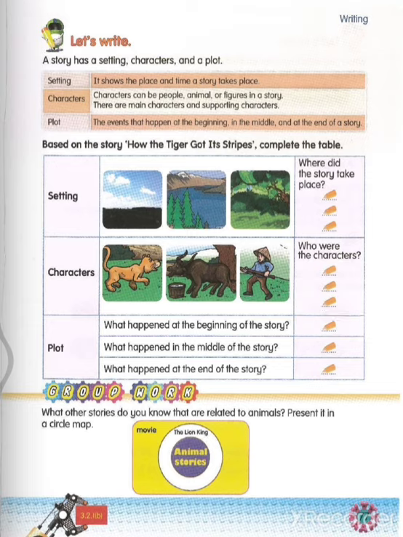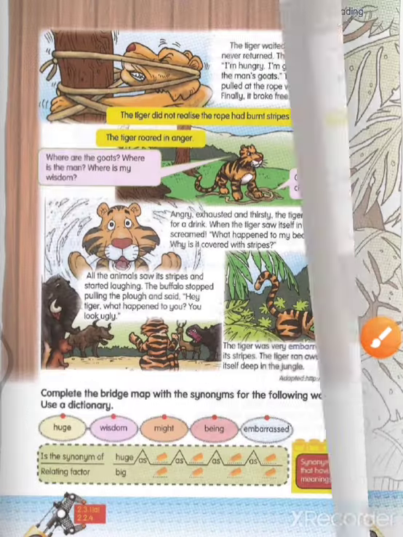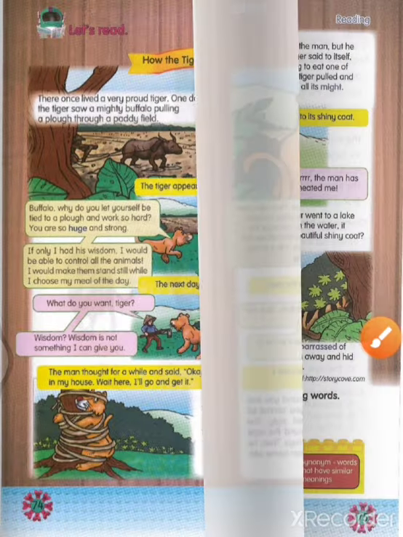This one, what happened in the middle of the story? And then you write down your answer here. Then what happened at the end of the story? Now let's see. For the first one, let's see for the first line.